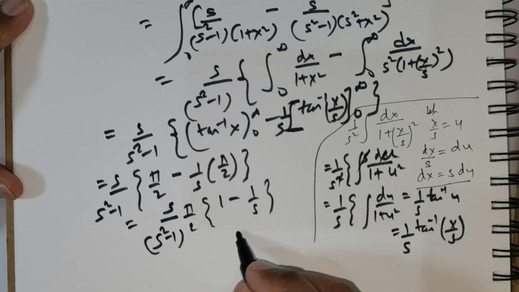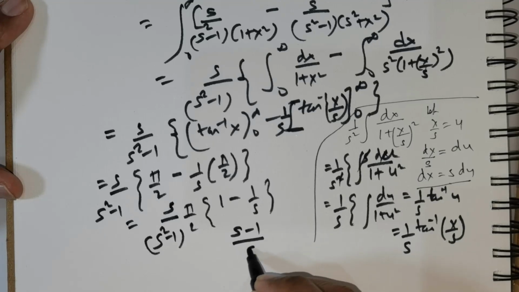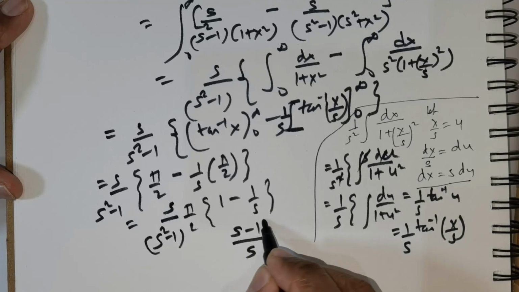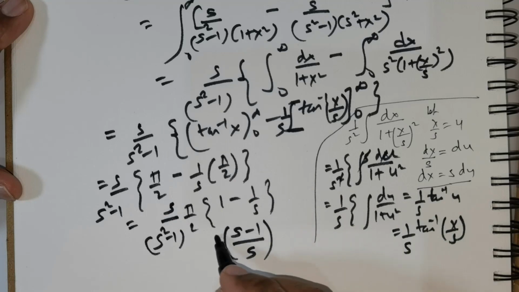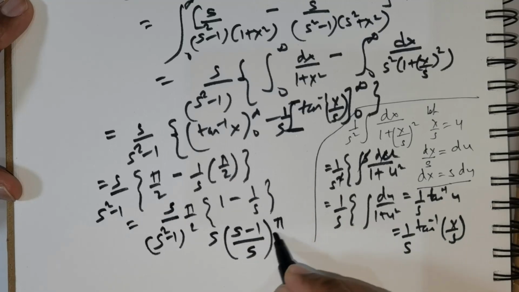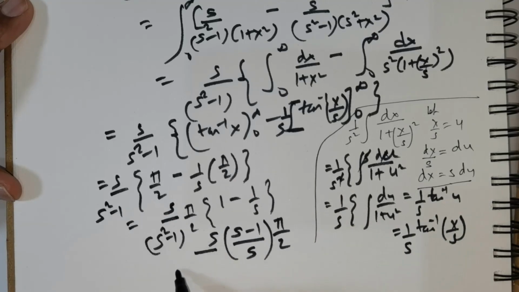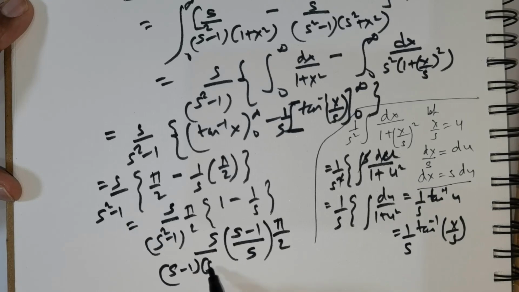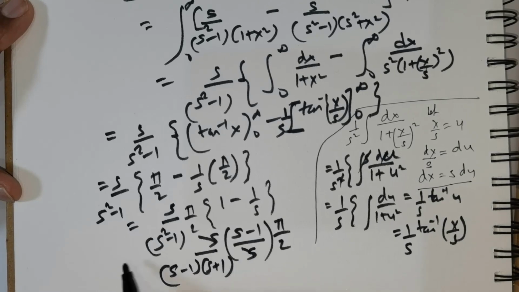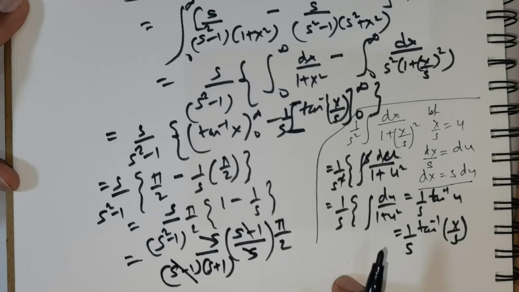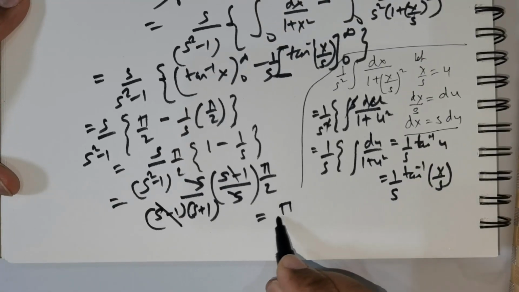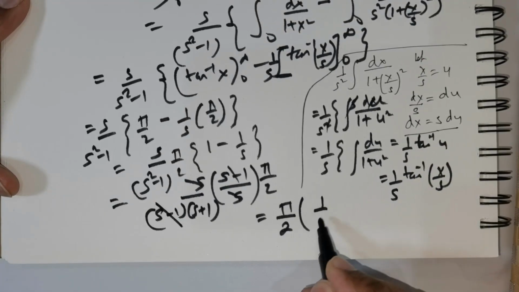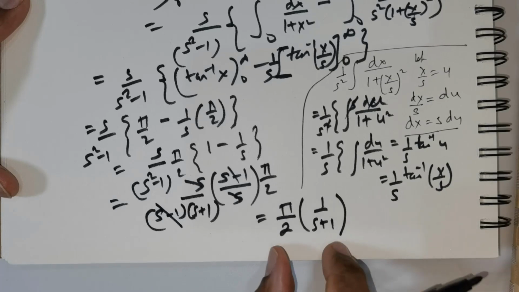s. So if you were to take the LCM, this is going to be s minus 1 divided by s, right? There is an s here, place that. There is a pi there, pi over 2, place that. This is s squared minus 1. I'm going to write it as s minus 1 times s plus 1. So s and s can be cancelled. s minus 1 can be cancelled. So I got pi over 2 times 1 over s plus 1. So this is what I have got.